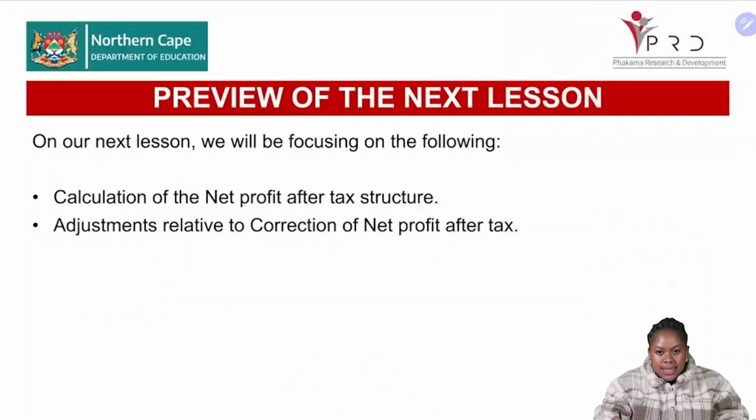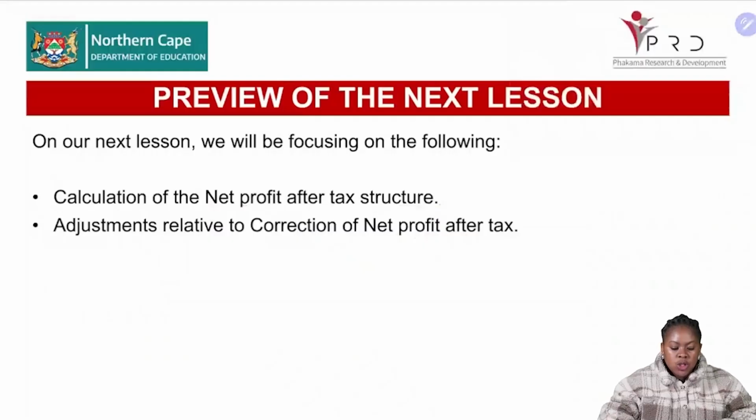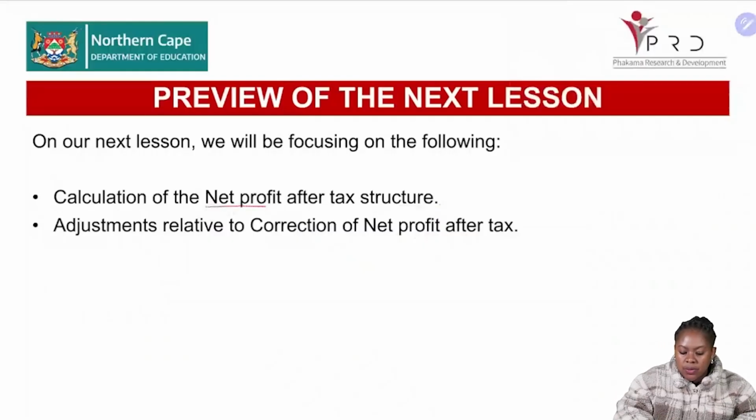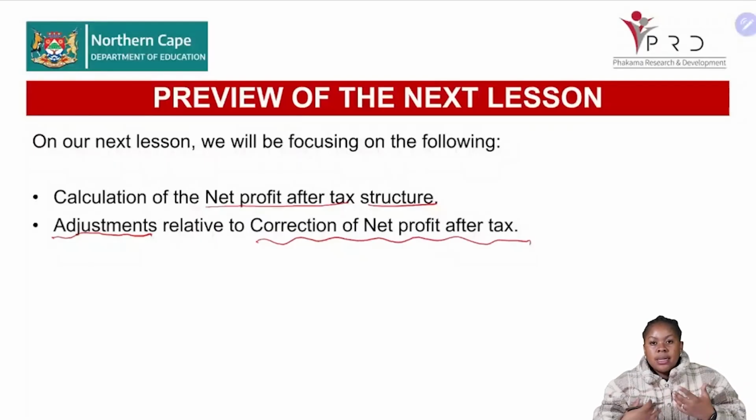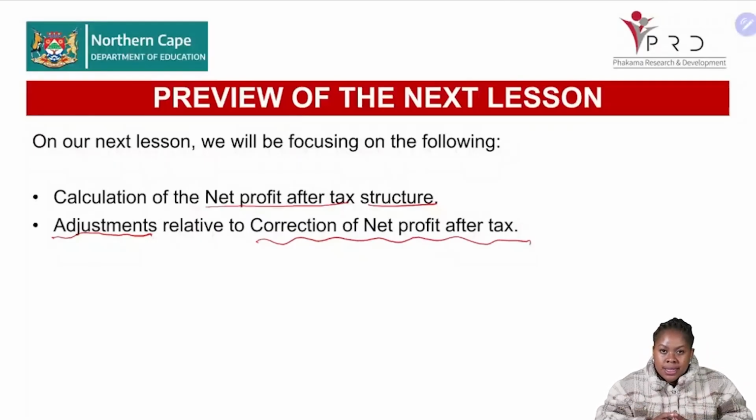In the next lesson, these are the things we're going to be looking at. We are going to be looking at the calculation of the net profit after tax structure. Then you must also be able to do adjustments relating to the correction of the net profit after tax. This is another way that the examiner can test question 1. So instead of testing the income statement, they can test the net profit after tax or correction of the net profit after tax. So it's another aspect that we need to look into.